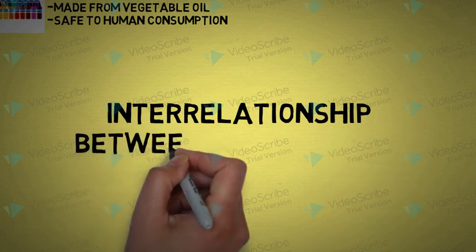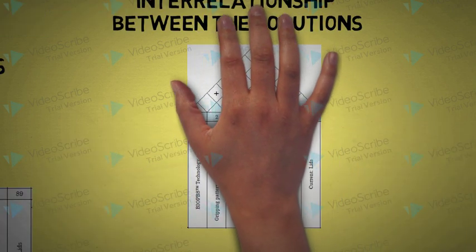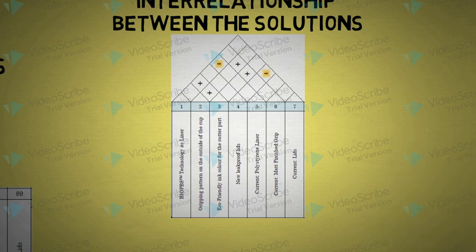This part we're going to talk about the interrelationship between the engineering solutions. First, the bio-PBS technique has a negative relationship with the polystyrene liner section because the current liner can dissolve into the liquid to change the taste and is not recyclable to the environment.